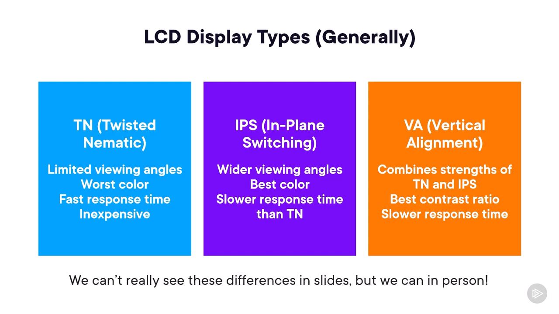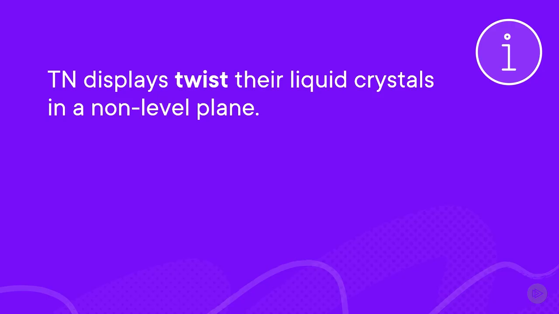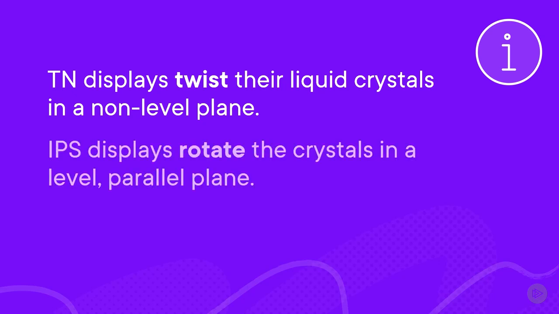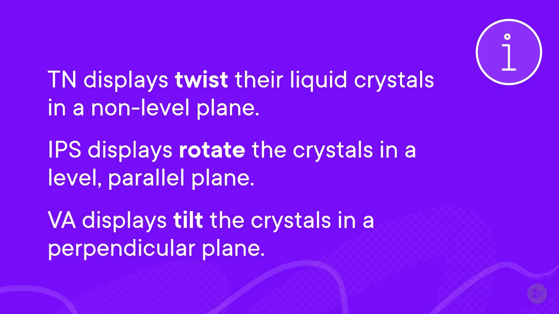Now, I'd show you these differences here if I could, but they don't really come across via slides, although you can easily see the differences when looking at these displays in person. For the curious among you, TN displays twist the liquid crystals in a non-level plane. IPS rotate the crystals in a plane that is level and parallel with the display surface. And VA displays tilt the crystals in a plane perpendicular to the display surface.